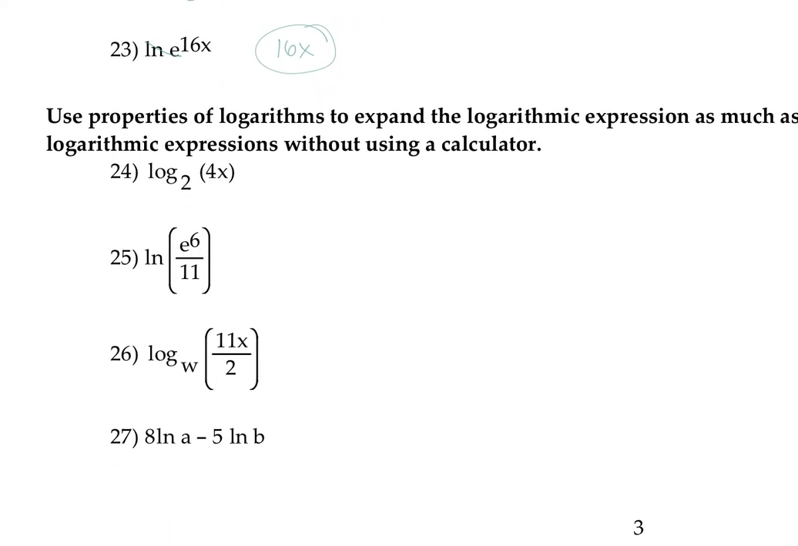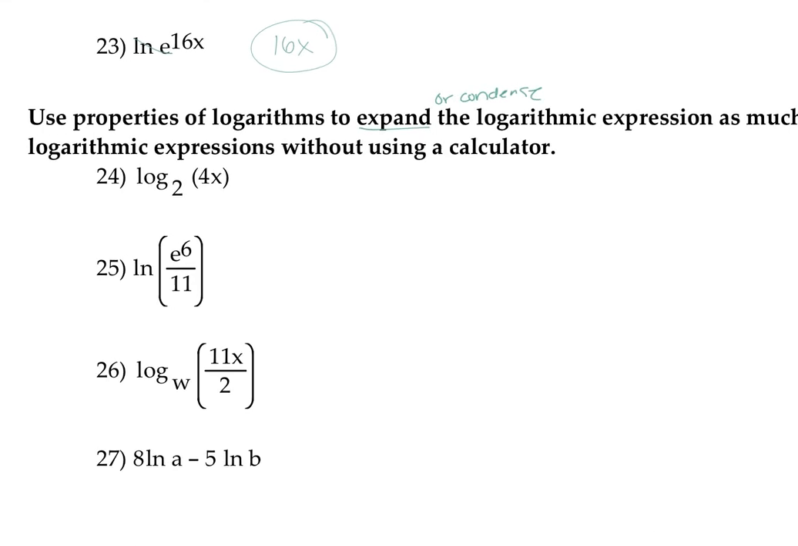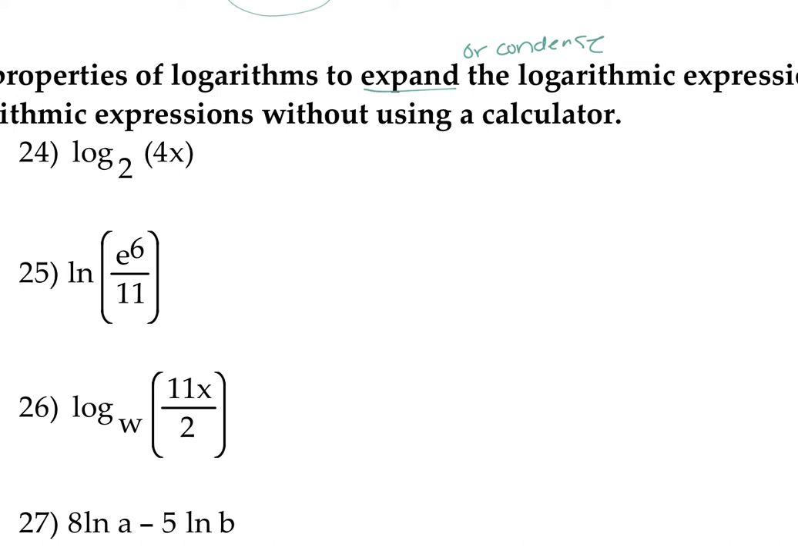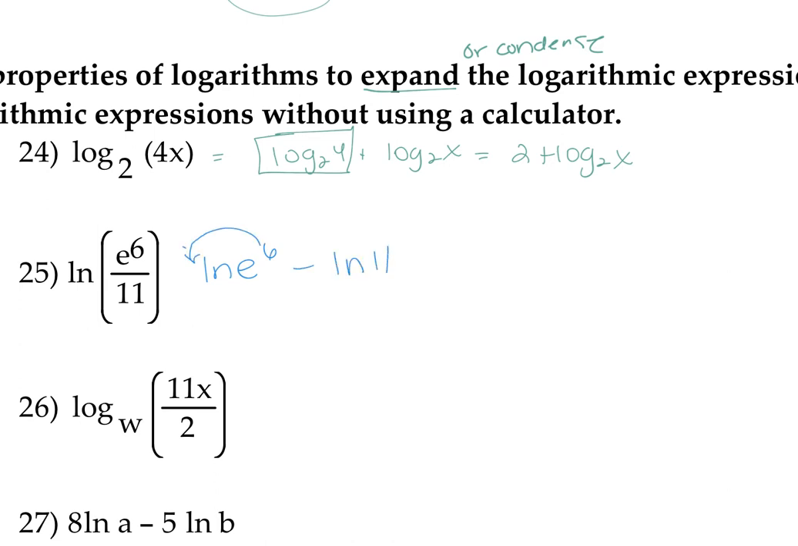24, 25, 26, 27 says use the properties to expand or condense, because some of these are condensing. So for 24, I would expand. When I expand a product, it becomes addition. So this is log base 2 of 4 plus log base 2 of x. And then you can raise 2 to a power to get 4, so that actually gets simplified as 2 plus log base 2 of x. For 25, this is subtraction, so it becomes division. Ln of e to the 6th minus ln of 11. Now the 6 can either bump to the front here, or you could cross it out and keep the 6th. Either way, you end up with 6 minus ln of 11.